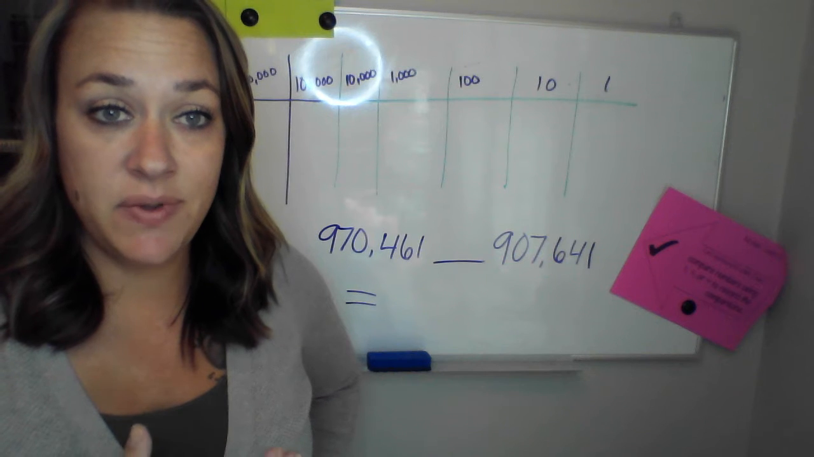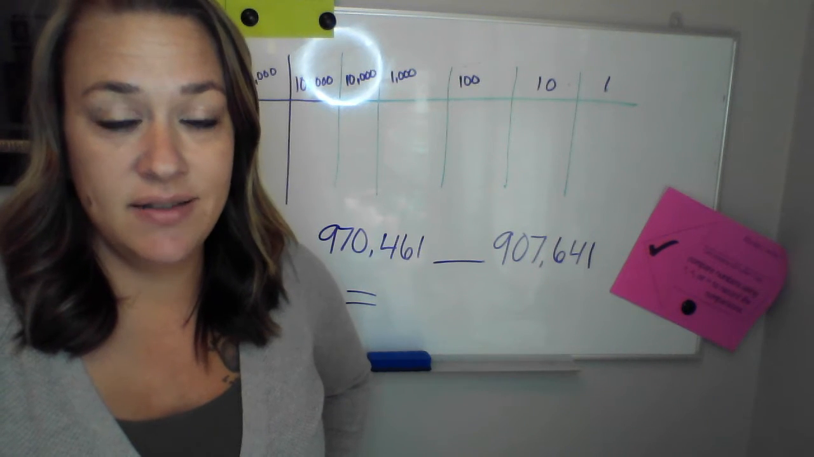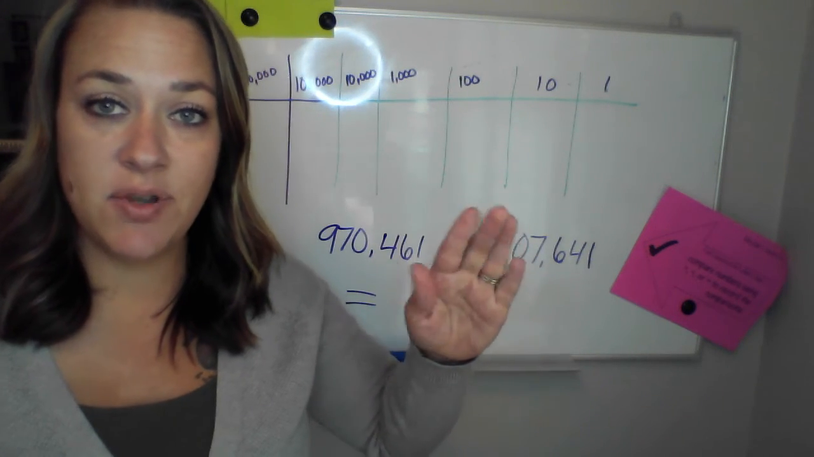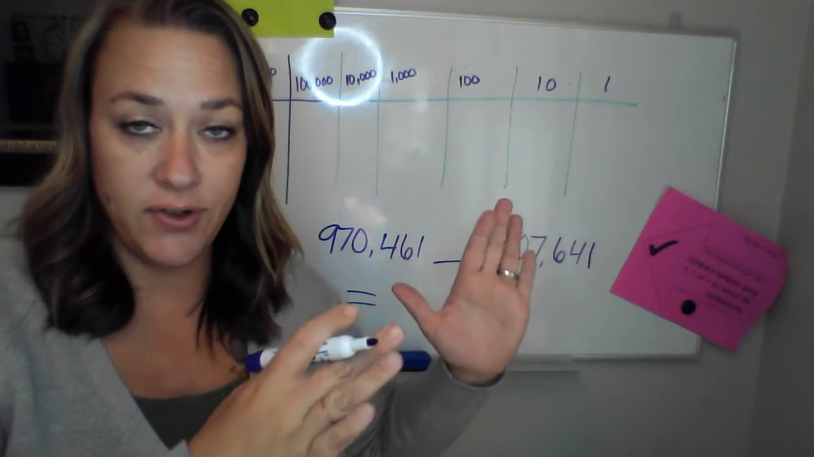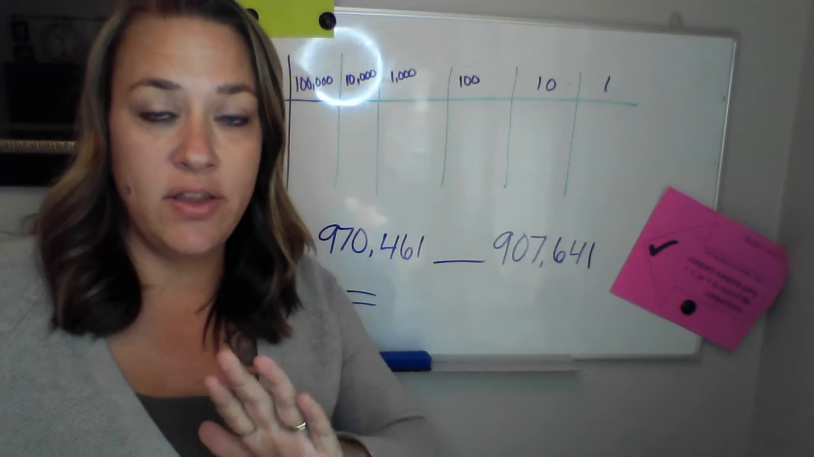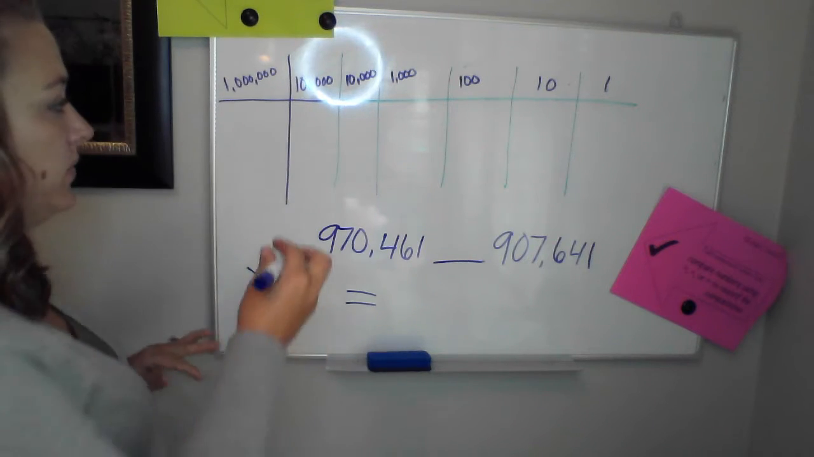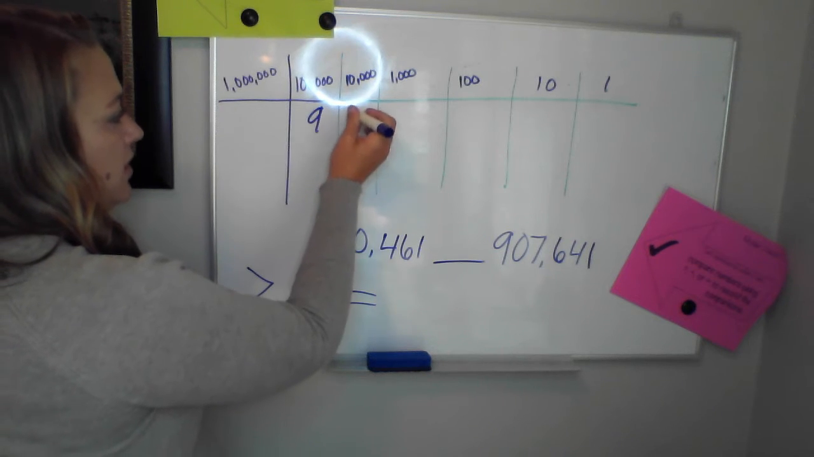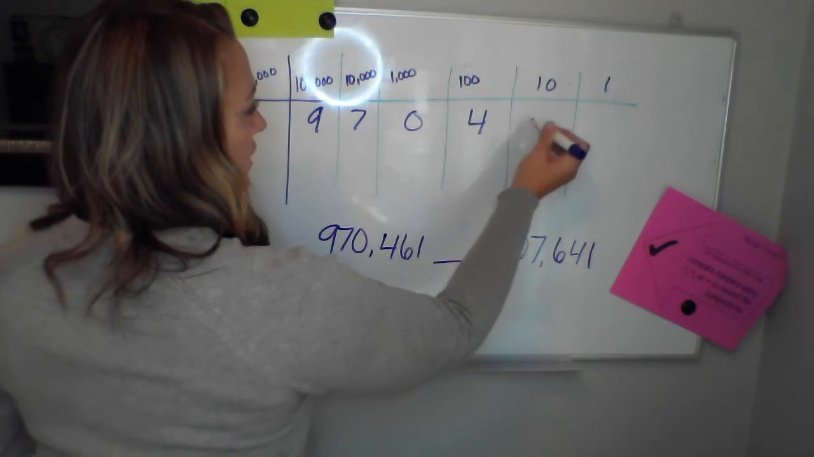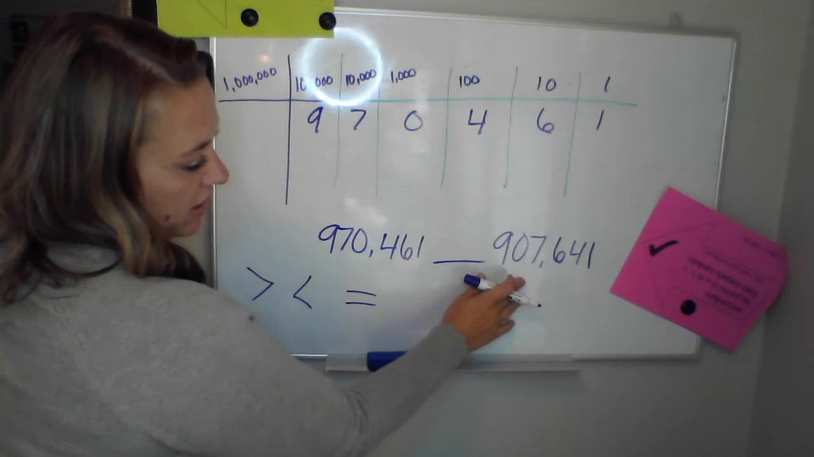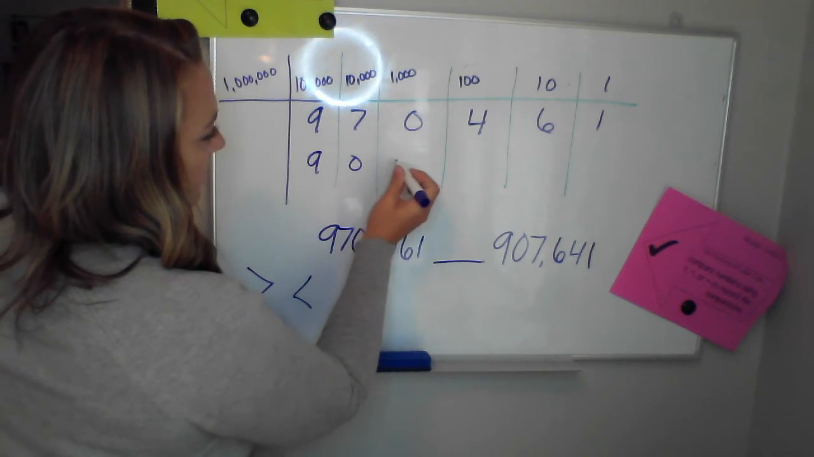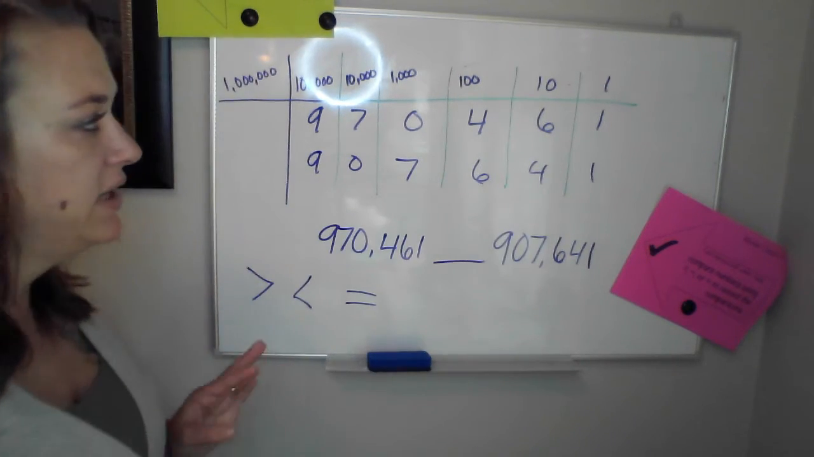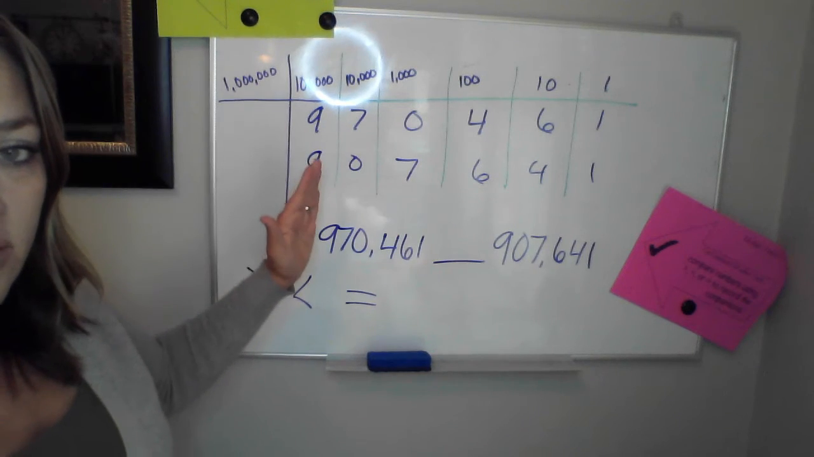All right, so now we have numbers with value up into our 100,000s, but that's not going to change how we compare. Even though we get to these bigger numbers, we always look at the greatest place value first and then go down the line to compare. So if we look at 970,461, and we're comparing it to 907,641.